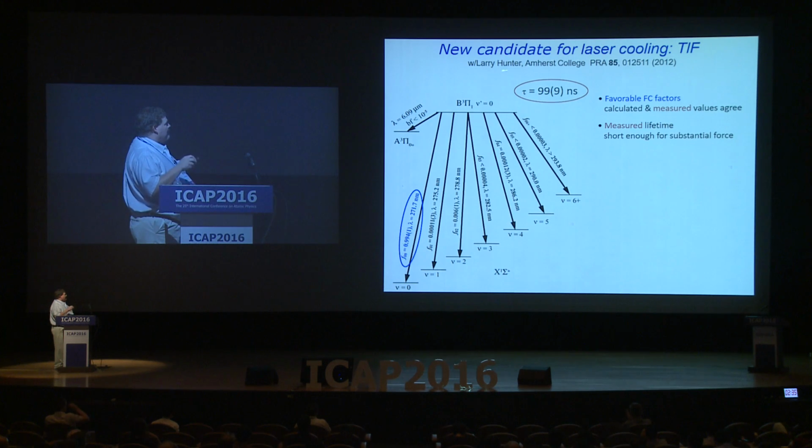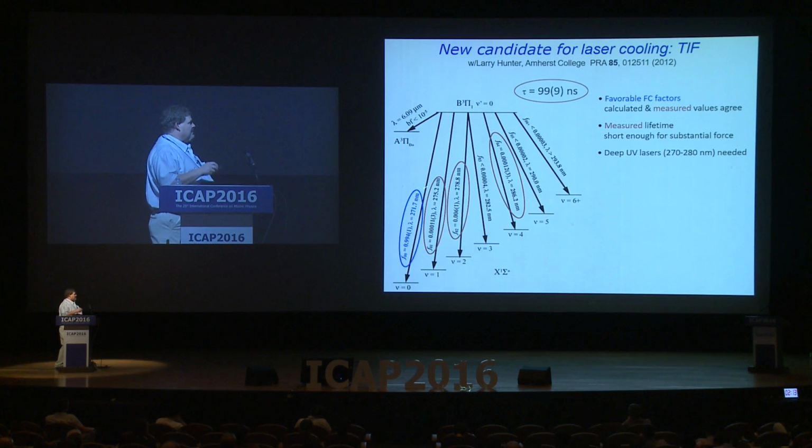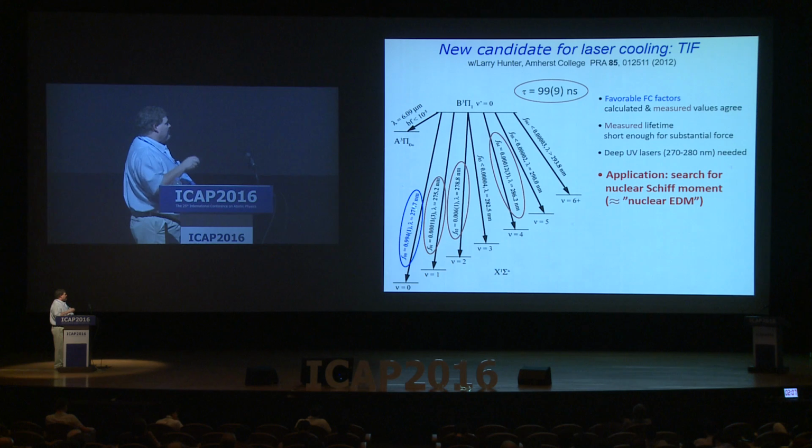But it turns out, in collaboration with Larry Hunter from Amherst College, we've been able to measure Franck-Condon factors and lifetime of this state. So this transition looks like it's eminently viable for laser cooling. It has all the right properties. There's a bit of bad news, which is that all the wavelengths are deep in the ultraviolet, but more and more that's not a crippling disability these days.